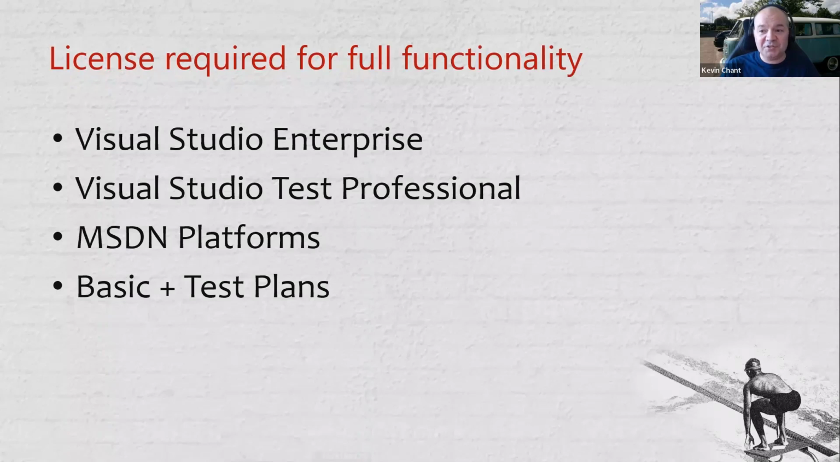Now, you need certain licenses to use the full functionality of Azure Test Plans, either a Visual Studio Enterprise subscription or a Visual Studio Test Professional subscription or MSDN Platforms one, or a Basic and Test Plans license in Azure DevOps. Now, just to elaborate a bit more on that, on the licensing side in Azure DevOps, you basically have three main types of licenses, or user levels. You have stakeholder, and those are basically people who have got read-only access to various parts of your Azure DevOps organization.